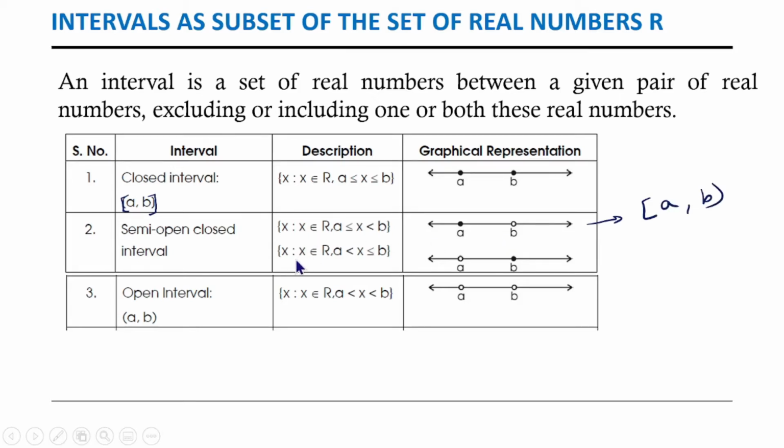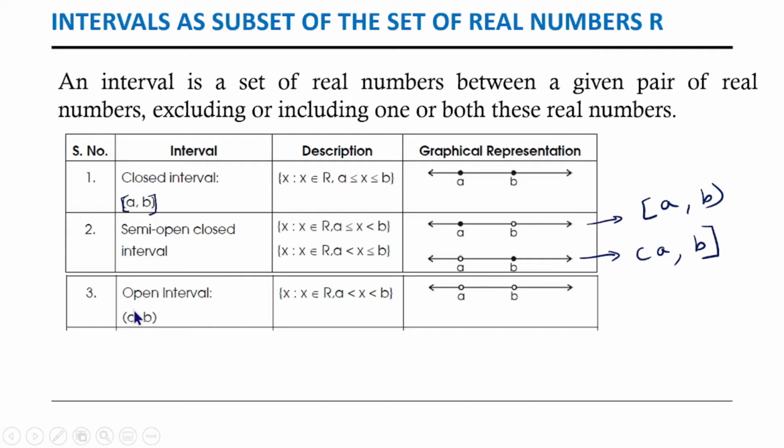Then the next type is the set of all x such that x belongs to R, A less than x less than or equal to B. Here it includes all those points from A to B, including B but excluding A. The point A is not included here. So this is represented by open A, closed B. So this is the semi-open closed interval.